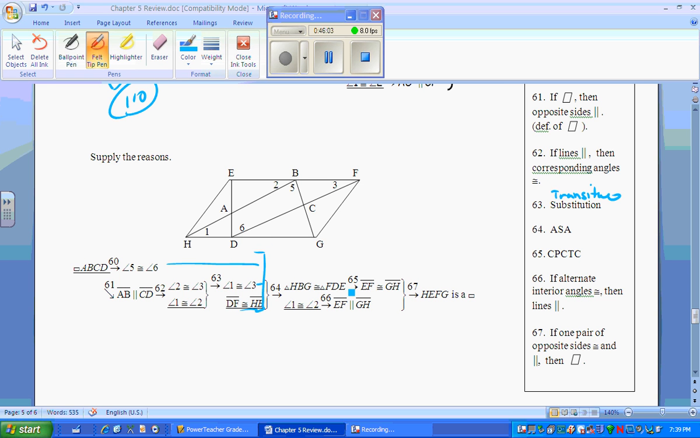That means this has to be CPCTC. Angles 1 and 2 are alternating interior, so that means the lines are parallel. And if the same set is parallel and congruent, you know you have a parallelogram.